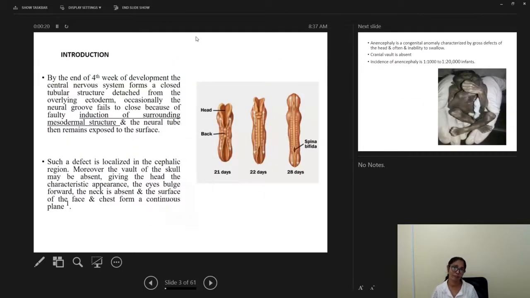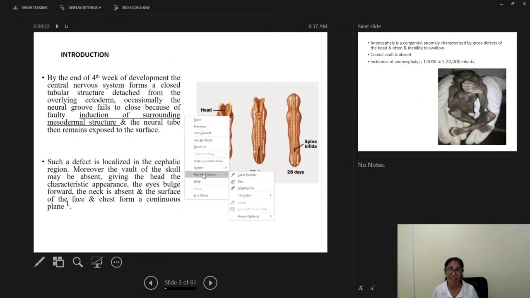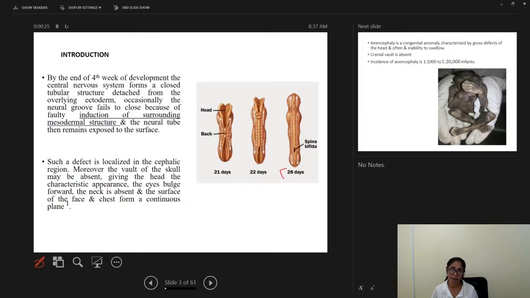First of all, you have to know how the neural tube develops. The neural tube develops at the end of the fourth week: it detaches from the surface ectoderm and becomes a separate tube called the neural tube. Sometimes, due to faulty induction, the cranial end, the caudal end, or the entire neural tube might be defective in closure. This abnormal closure is called neural tube defects.